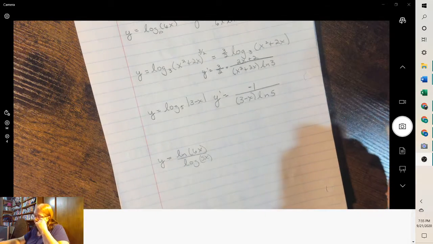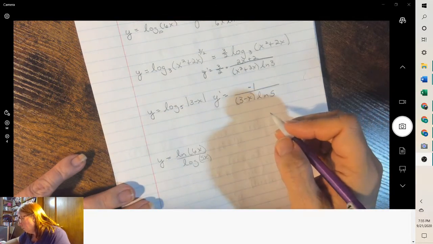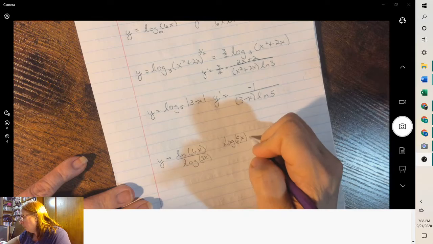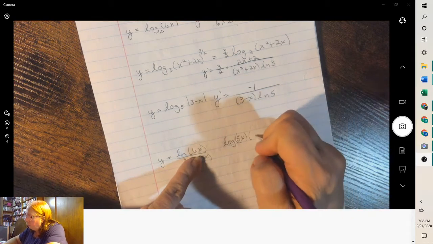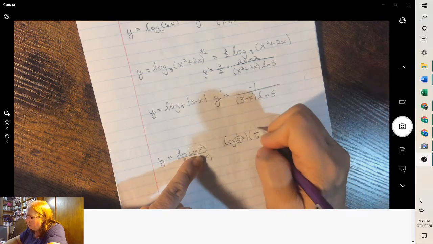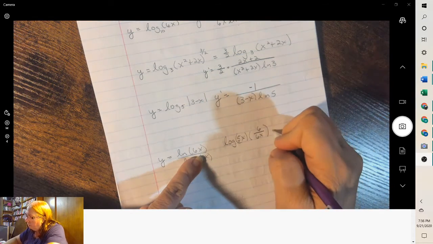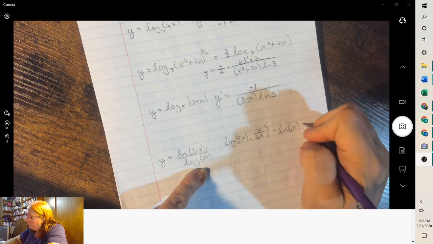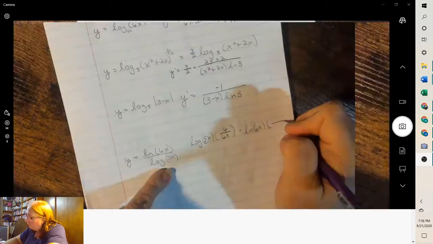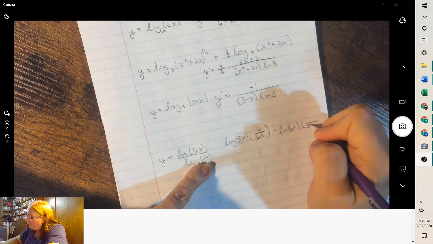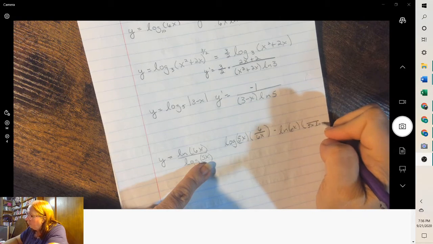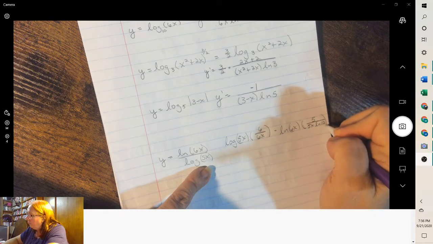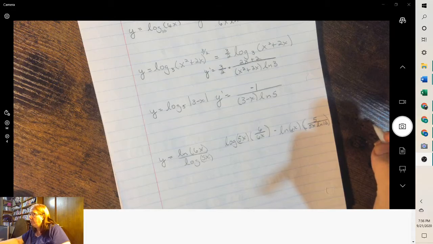And this one is quotient rule, bottom times the derivative of the top. Derivative of the natural log is 6x in the denominator, derivative of that is 6. Minus the top times the derivative of the bottom. So it would be 5x natural log of the base, which is 10, over derivative of the 5x, which is 5. And then you can stop there.